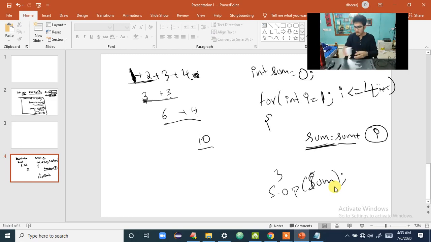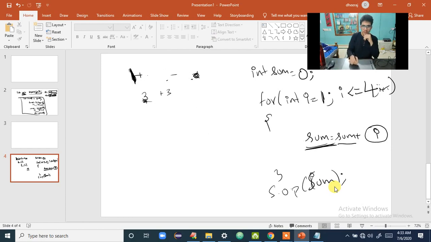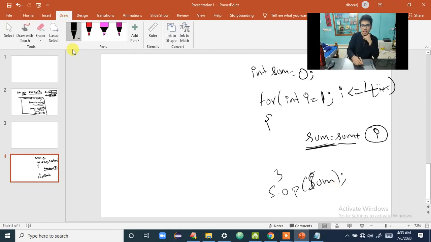Okay. Now let me trace and help you see what is actually happening here. If I write down the memory diagram for this, first I have to create a memory diagram for sum. My sum is initially 0. What is my I value? I value is 1. That's it. There are only two variables here, sum and I.